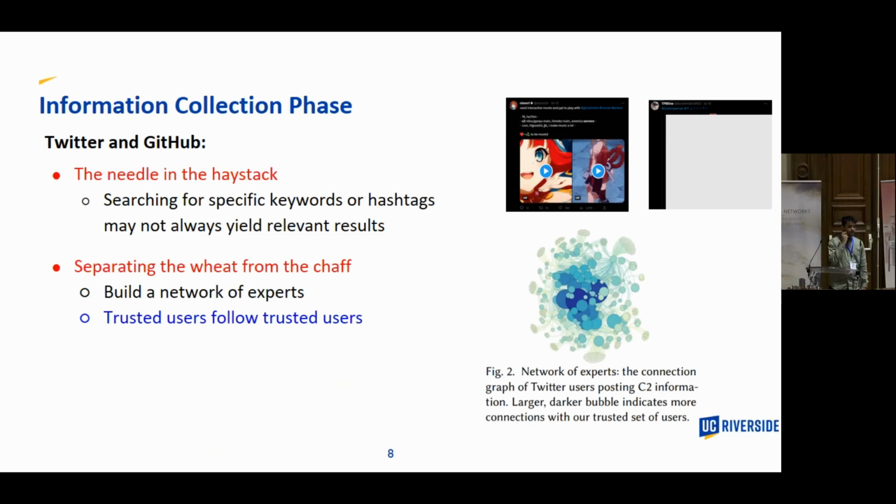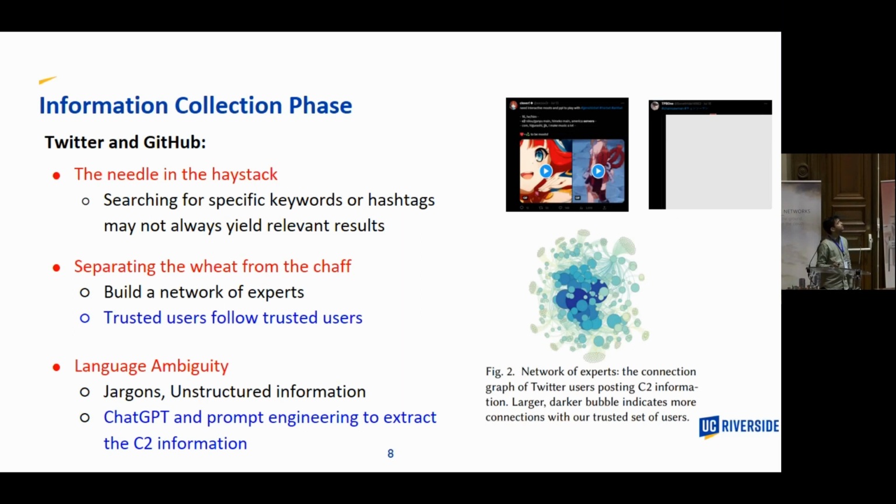So what we did here is we built a network of experts. We initially took, or manually identified, a few people who post this information, and we verified their trustworthiness. And we followed an intuition that trusted users follow trusted users, and we built out their social network graph. The larger bubbles show the users that are more connected with each other, and they post similar information.